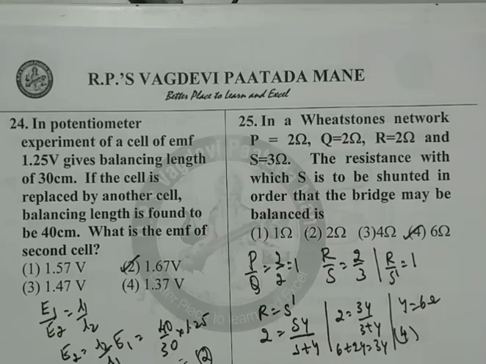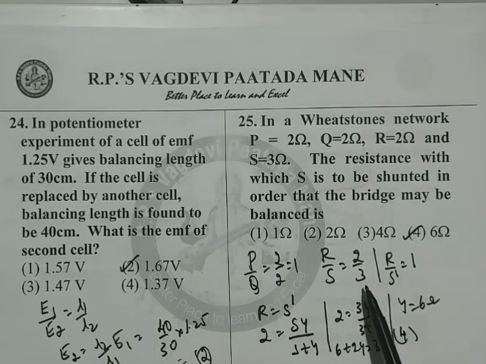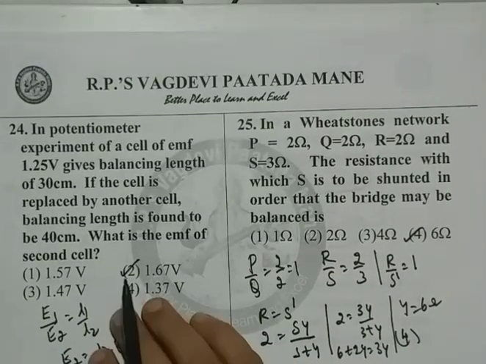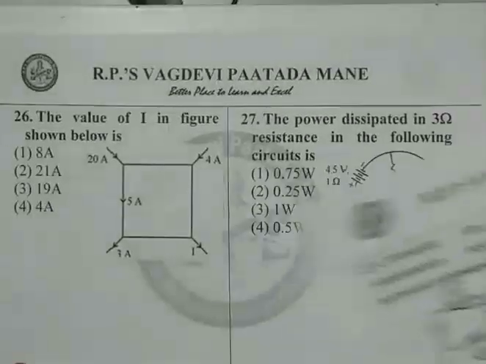This can also be done very easily in this manner by observation. Say P by Q is 2 by 2 is 1, R by S is 2 by 3, S is 3 ohms. To make it 2, something has to be connected in parallel with 3. So 3 in parallel with 6 always gives us 2. Therefore, by observation also we can write Y equals 6 ohms. So option 4 is correct for this.